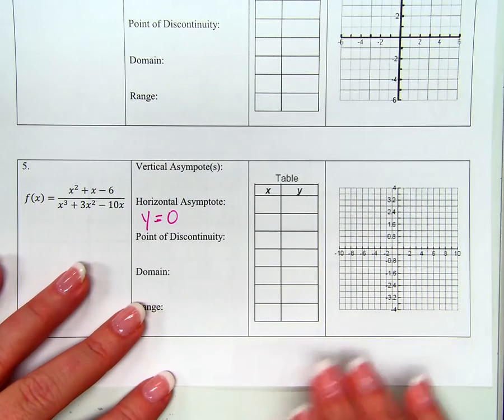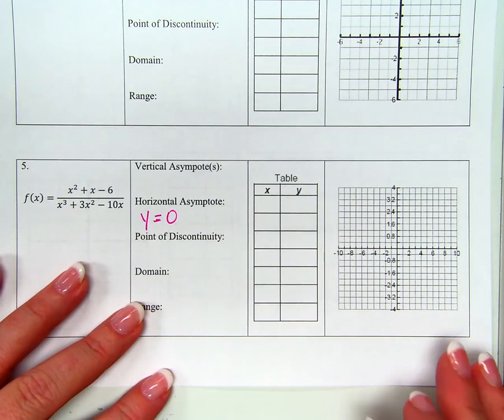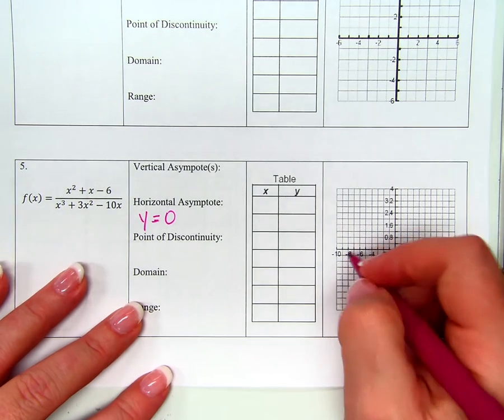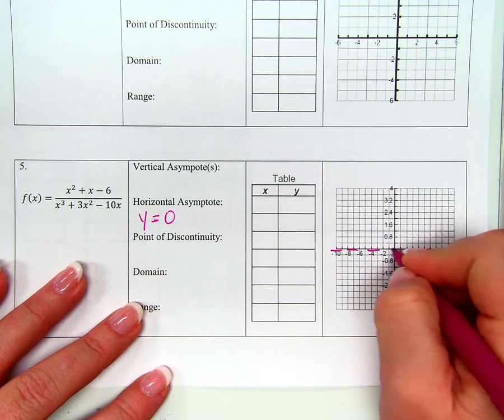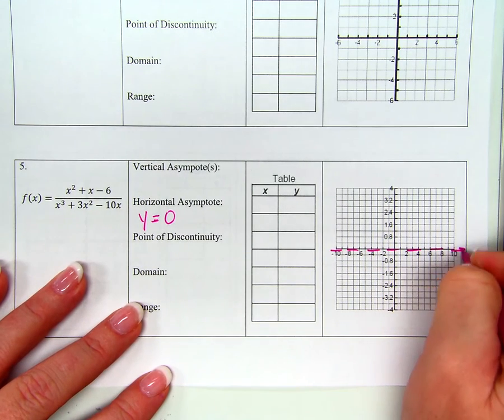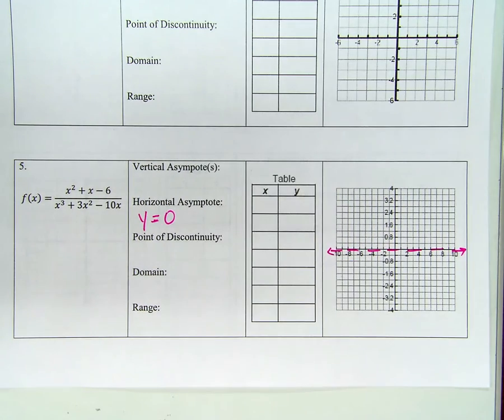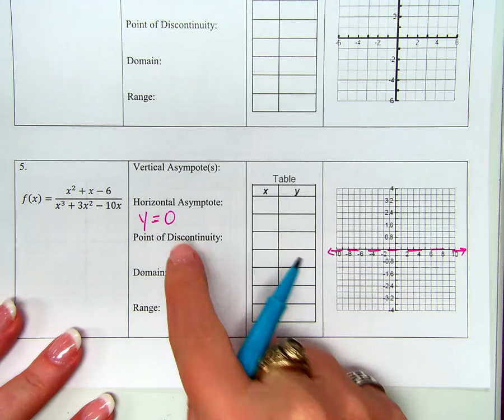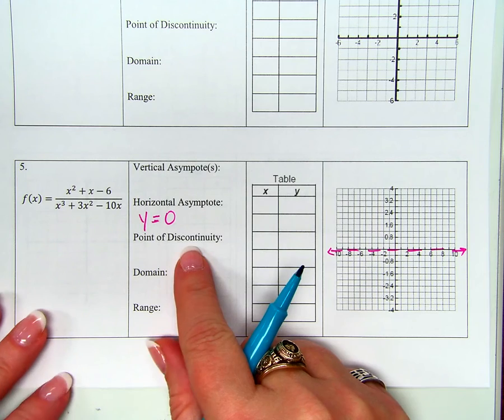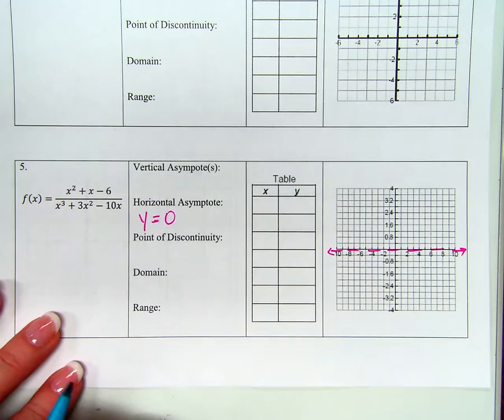Are you guys okay with the fact that I go ahead and draw that horizontal asymptote on my graph? Okay. Just trying to save myself some steps later. It's not required to do it now. Okay? Now what? Discontinuity? Okay, how do we do discontinuity? Factor. So let's factor the numerator.